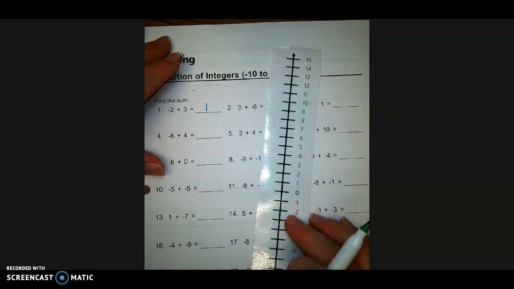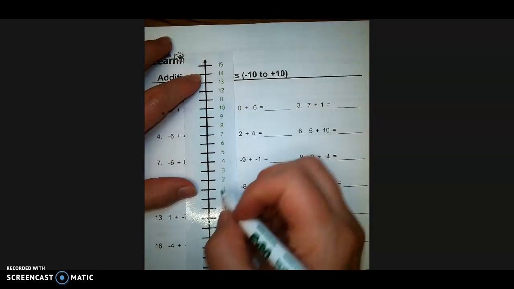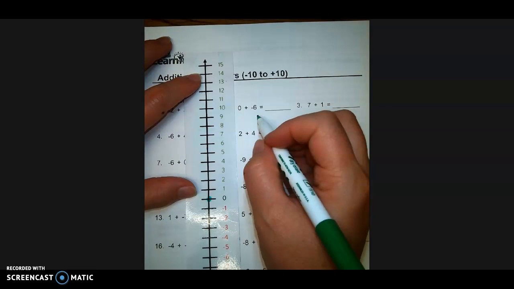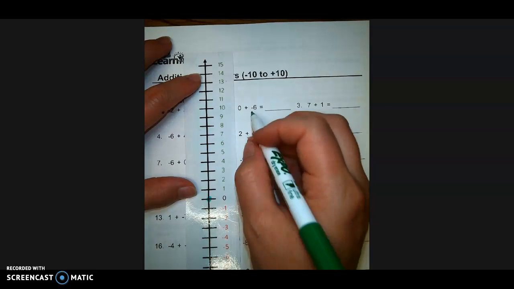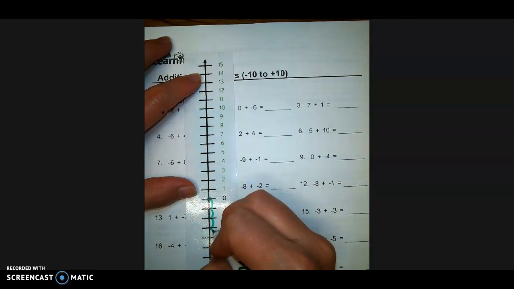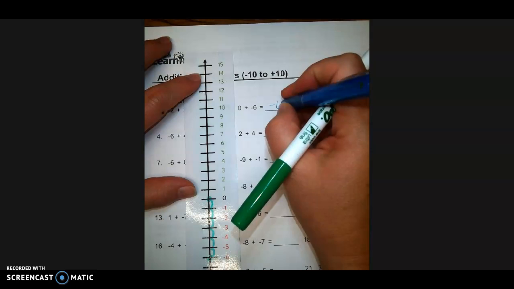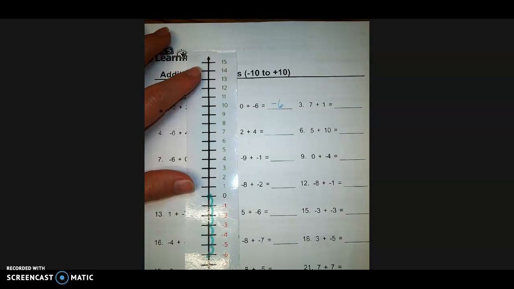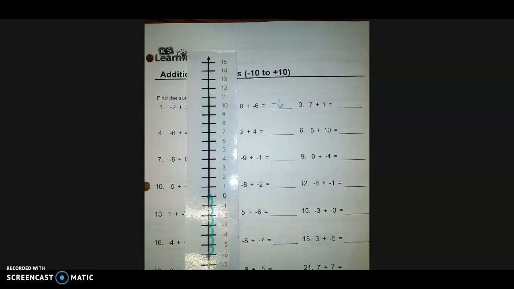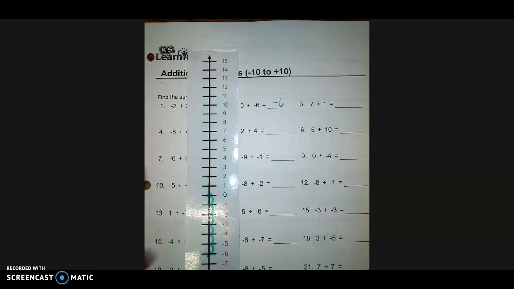Another one that we might want to do is start at 0, and I'm adding a negative. When I add a negative, I want to go down. I'm going to go down 6, and I hit -6. A good way to do this is with a partner. Do each one, compare your answers, and see how you feel about adding negative numbers with the number line.